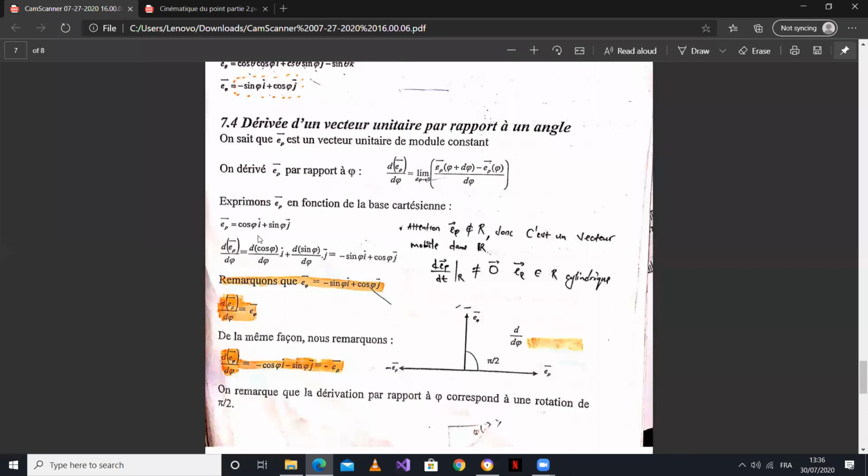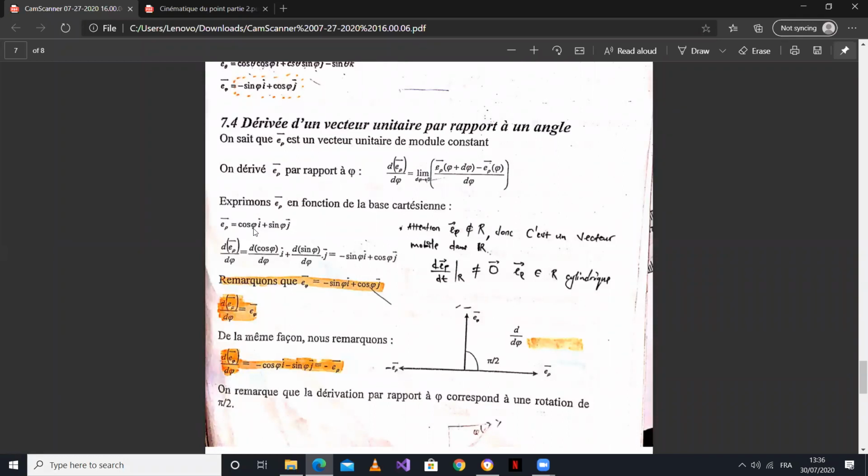You have to remember that i, j, k is a fixed base. It's constant. It doesn't change. So when you're deriving i, when you're deriving j, when you're deriving k, it's always equal to 0, because ijk is a fixed base. The others like rho, phi, theta, r are mobile. They move, they change. But ijk from the Cartesian coordinates is fixed. It's constant, so its derivative is equal to 0. So when we derive here, i is a constant; we'll just leave it out.